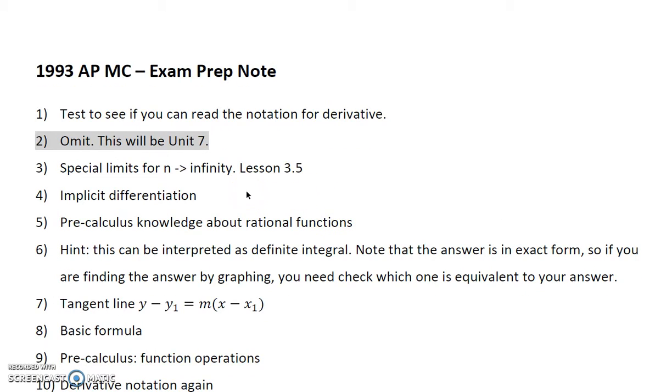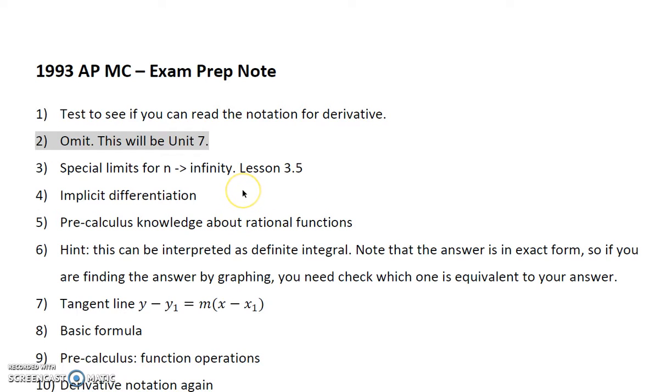Question number one, for example, is just to see if you know how to read the notation for derivative. Then you just go ahead and do it. Question number two, we can't do it, so just skip this one. Question number three is about limits, special types of limits when n approaches infinity. It only applies to this kind; for the other ones, you will use a different method. But for this one, we have touched on it, and you can refer to lesson 3.5 to see what this is about.